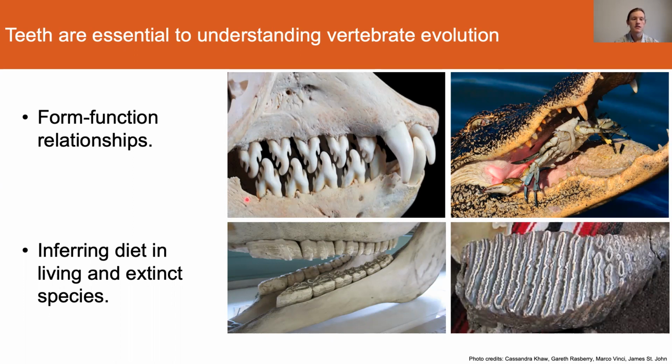Take, for example, the teeth of this seal, used for filtering krill from the water, or the teeth of this alligator, which can be used for crushing a crab. Teeth also fossilize well, making them essential tools for inferring diet in living and extinct species, such as in the horse premolars and molars on the left, or the extinct mammoth molar on the right. So we can see that teeth provide a better understanding of evolutionary history and ecological diversity of vertebrates.